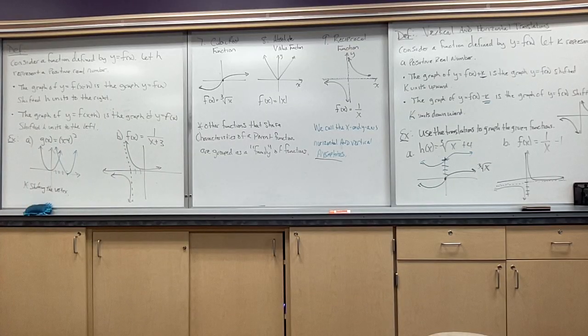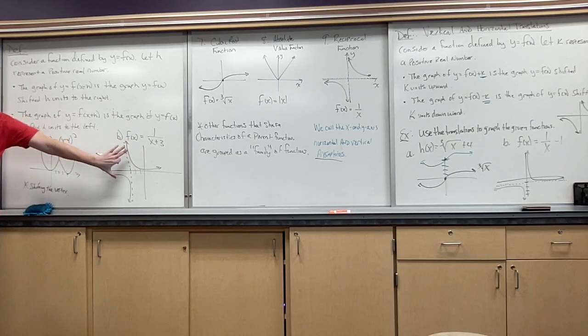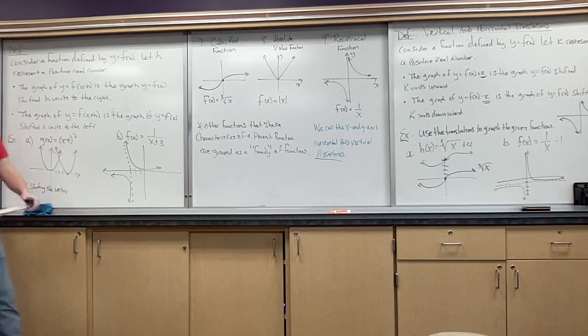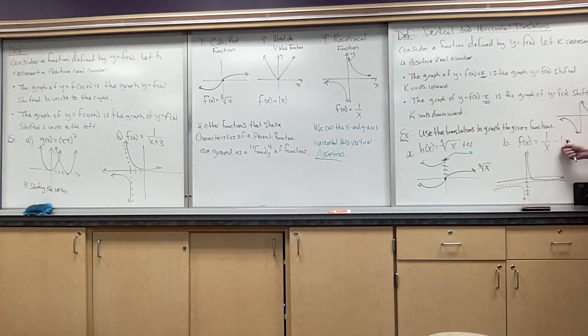So if you want to categorize this, when it comes to horizontal translation with a reciprocal function, it's moving the vertical asymptote. When it's a vertical translation, it's changing the location of the horizontal asymptote.